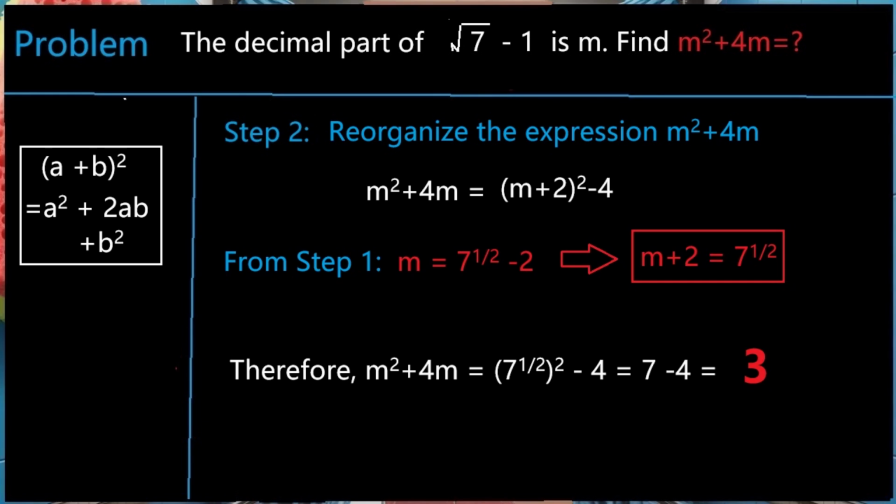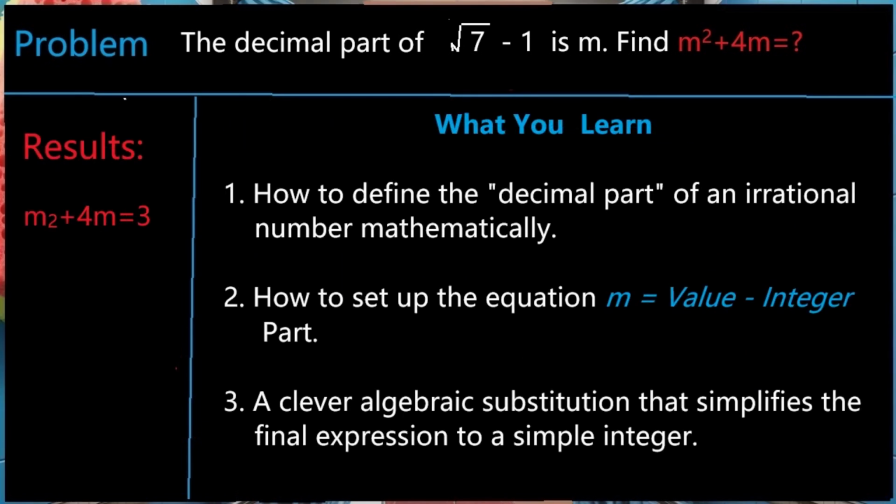Substituting this in, we get the square of m plus 2, minus 4, equals the square of the square root of 7, minus 4, which equals 3. So, once again, the final result is 3. Okay, the solutions are done.